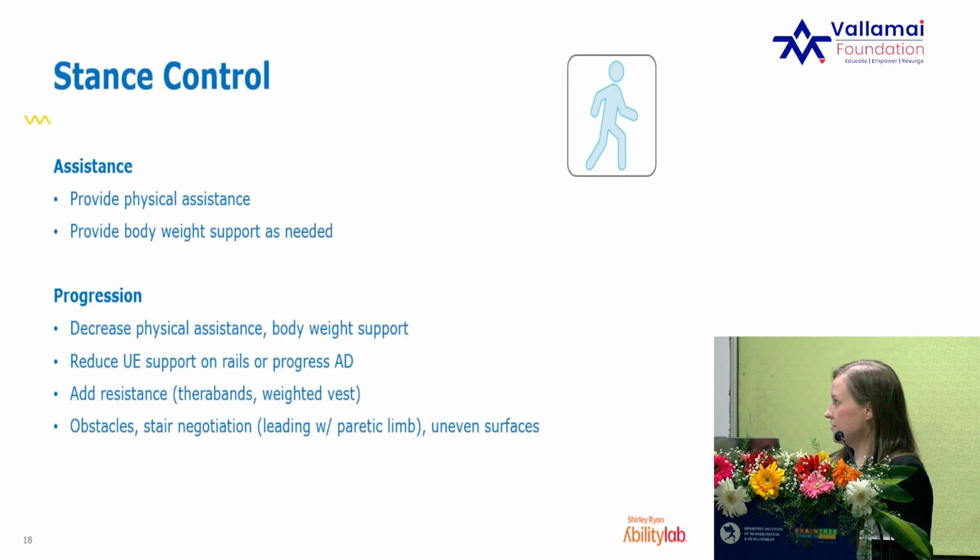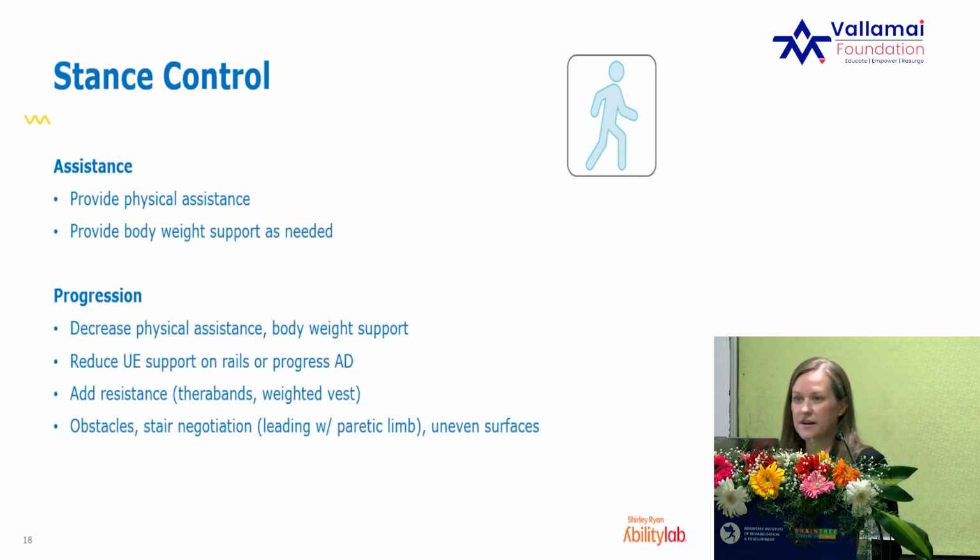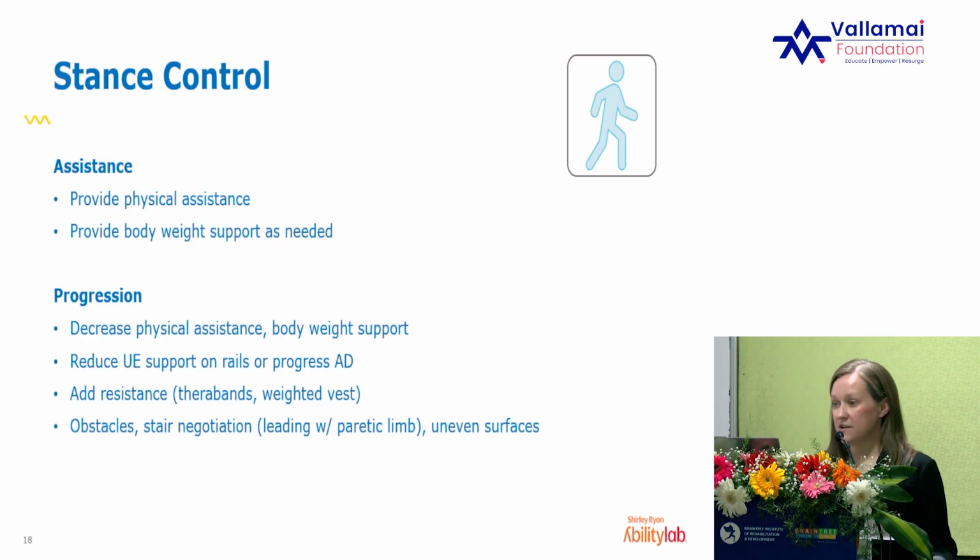As their strength, alignment, and confidence all improve, you can generally start to reduce that external support and increase the demand again. This could include limiting the upper extremity support or progressing their assistive device. You can go from a more supportive device like a walker to something like a cane or even no device at all.